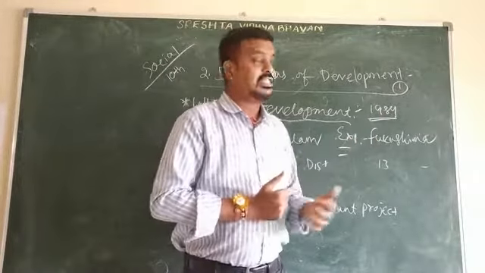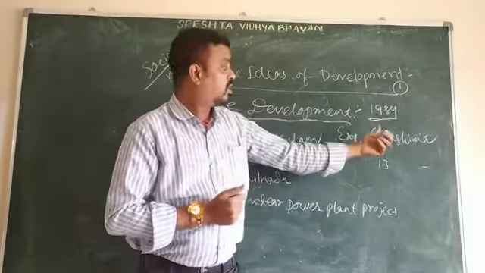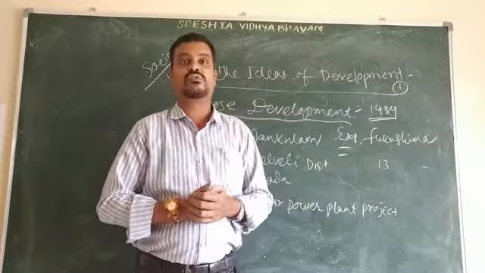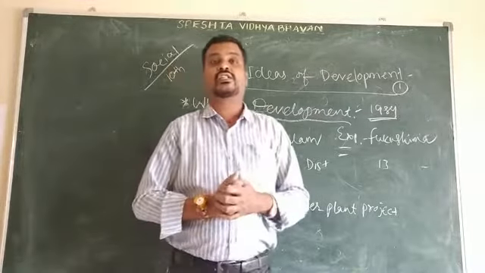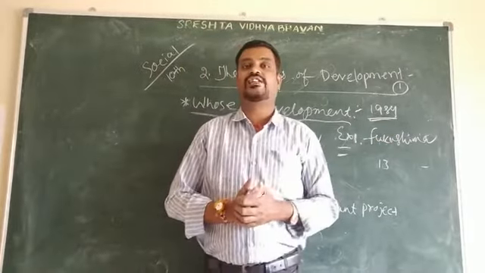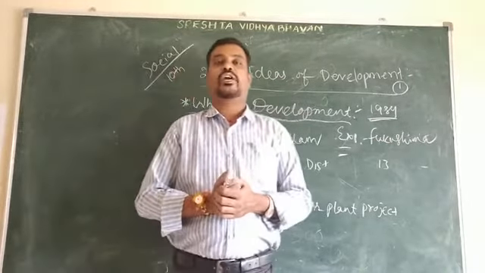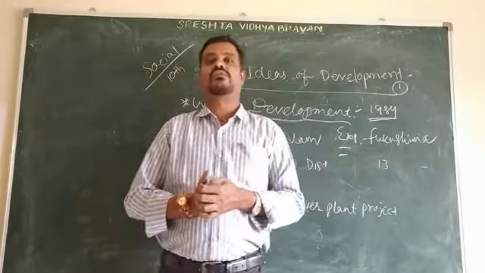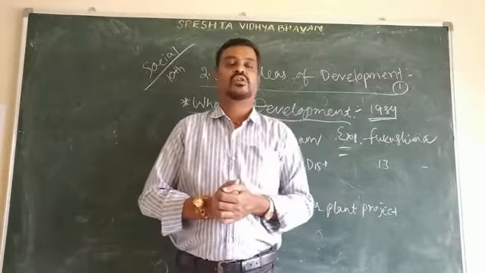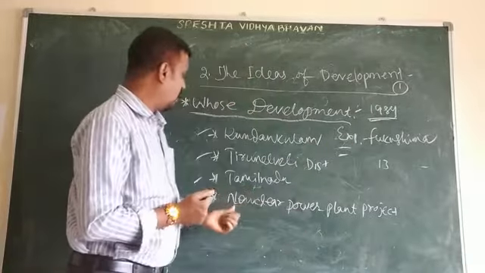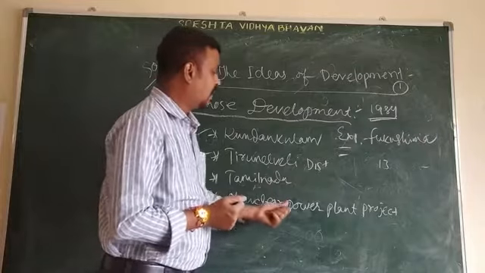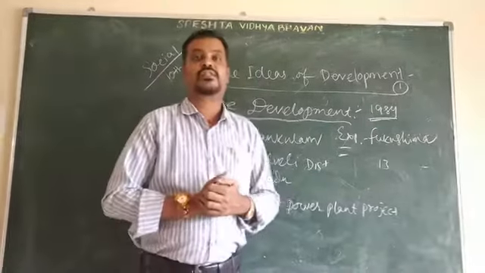In the LG Polymers gas leak, nearly 13 people died and so many people were injured. The next one is the Bhopal gas tragedy in the year 1984. A poisonous gas leaked out of the Union Carbide factory. That's why the people of Tamil Nadu opposed establishing the nuclear power plant project.